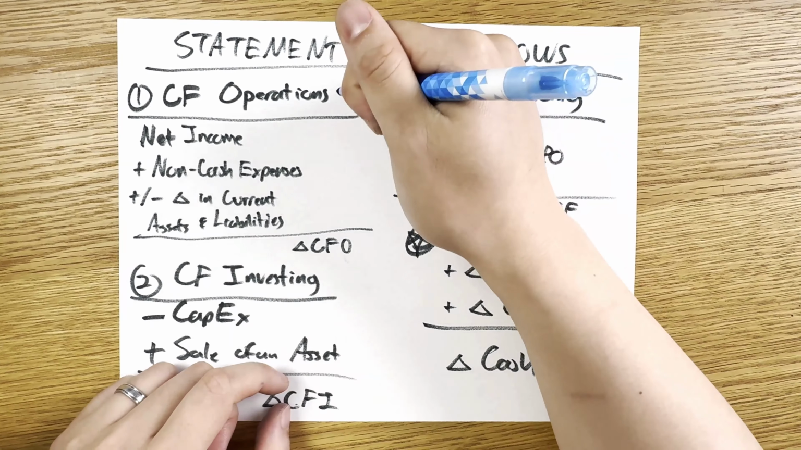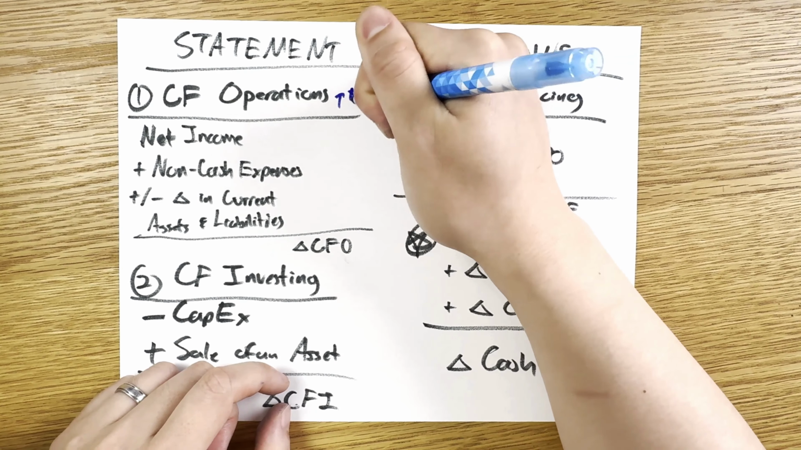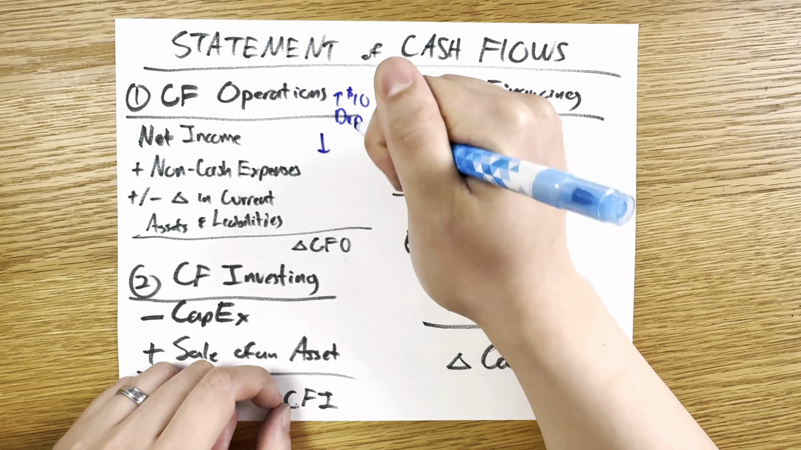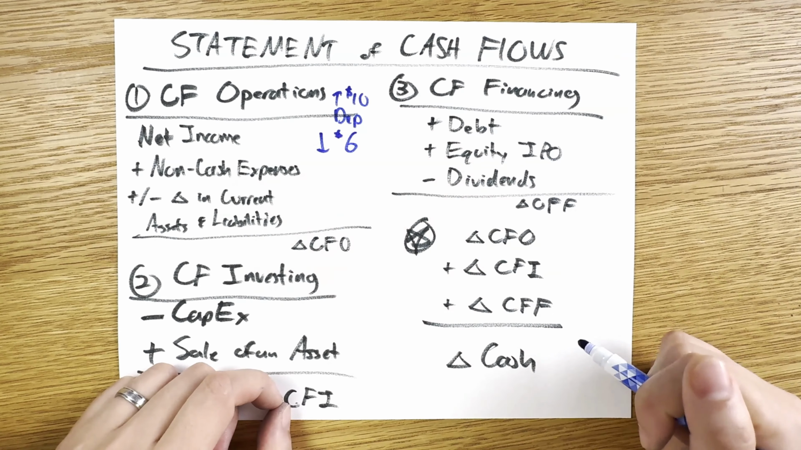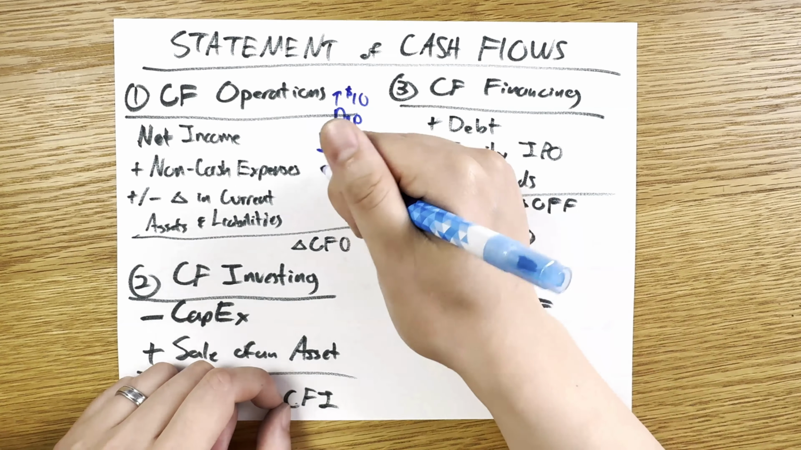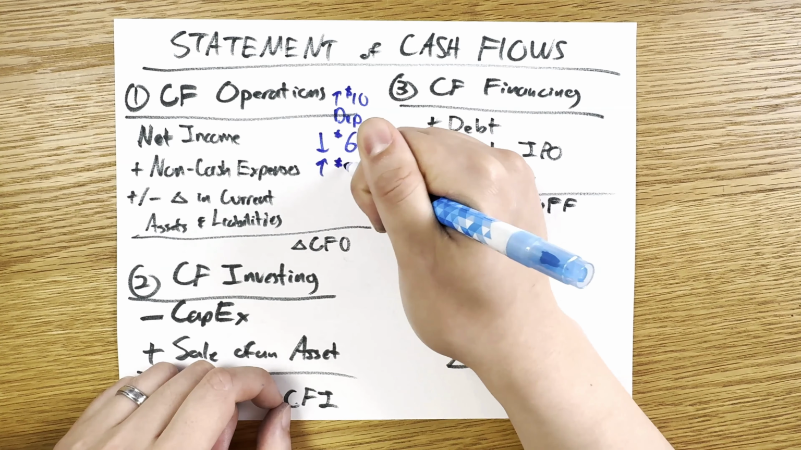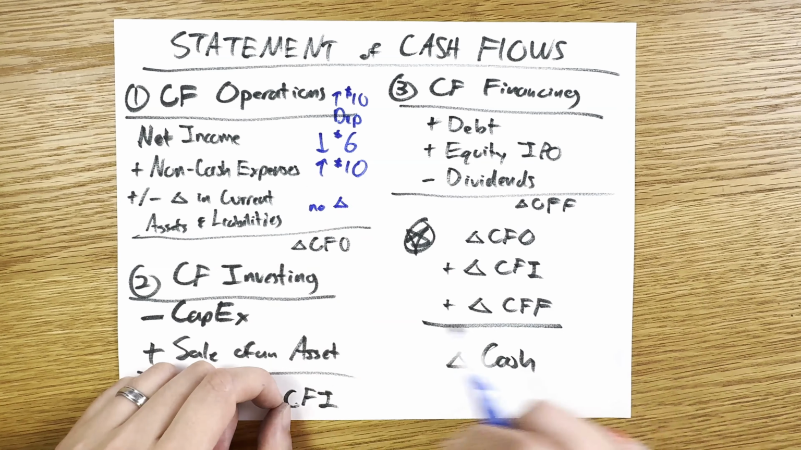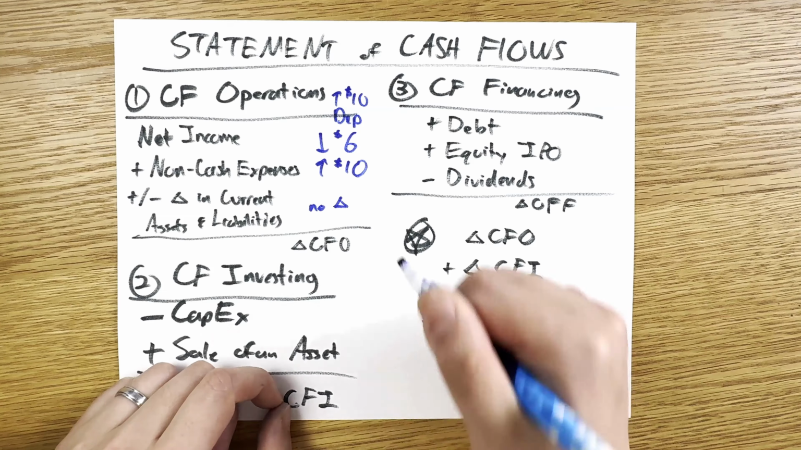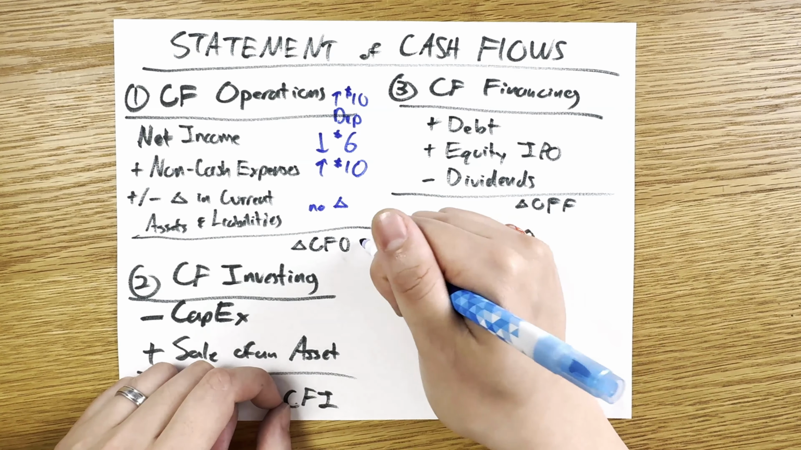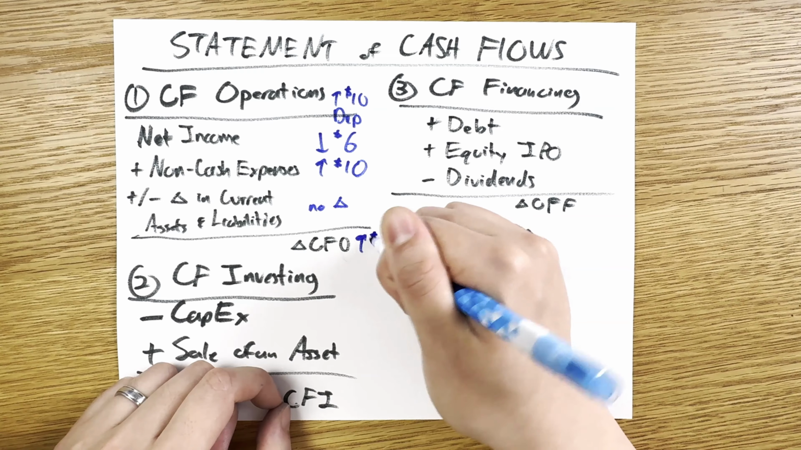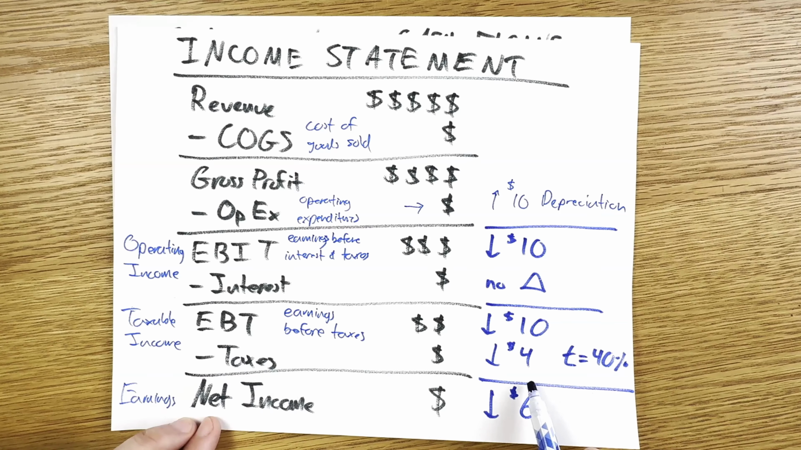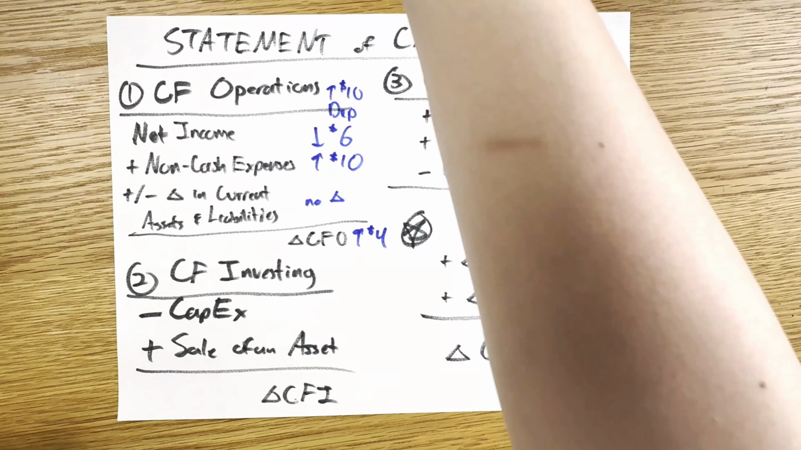Now, we can finally talk about how $10 of depreciation increase affects the statement of cash flows. Net income, we said, was down by $6 from the income statement. Depreciation is a non-cash expense, so we have to add that back. There's no change in current assets or liabilities, so my change in cash flow from operations is overall going to be -6 plus 10, up by $4. Now, if that $4 figure sounds familiar, it should be, because we saved $4 in taxes.